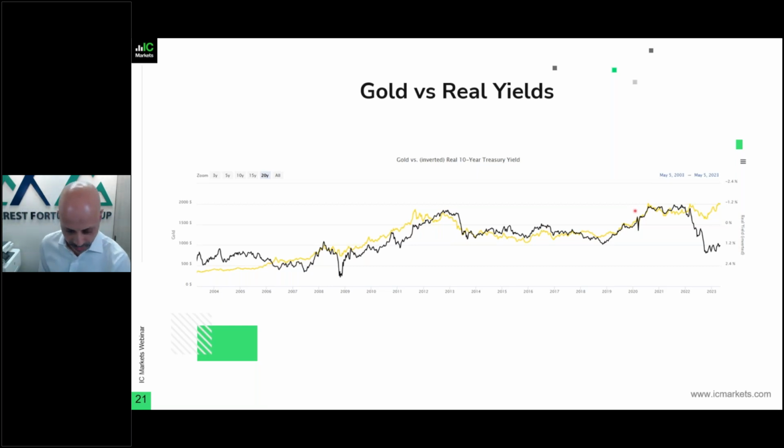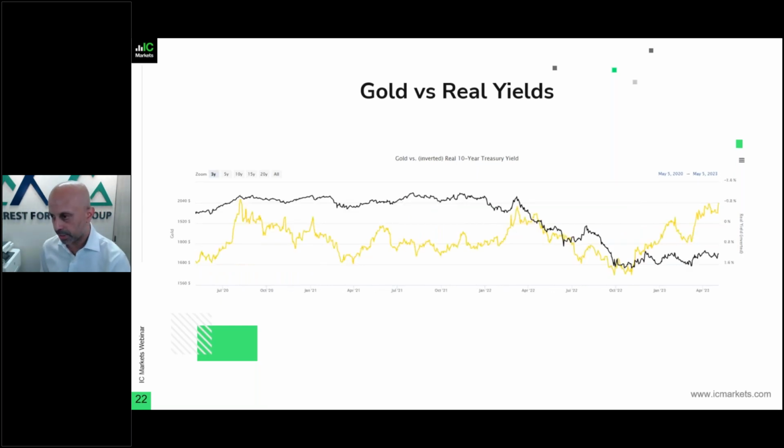Okay, so now the next chart, we'll just zoom in a little bit to show why a major geopolitical event taking place in February 2022, combined with a high inflationary environment, did not cause the price of gold to go higher. Okay, now why is this the case?